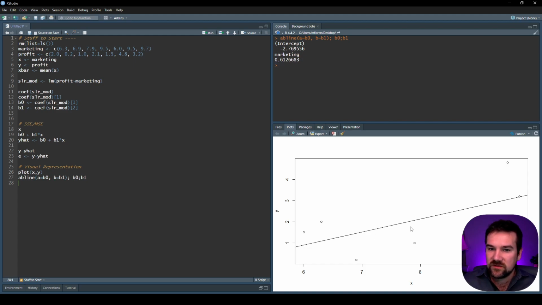And so you can see this is a line with the slope of 0.612. That's for every x value. When x goes up by 1, this goes up by 0.6. So as x goes up by 1, this goes up by about a half. And then the intercept where it meets the y-axis when x is 0 is negative 2.76.